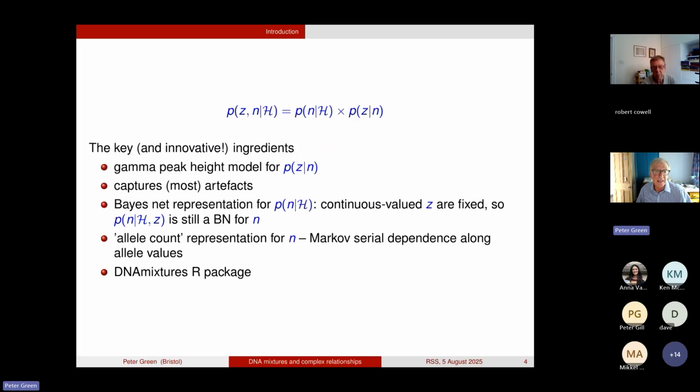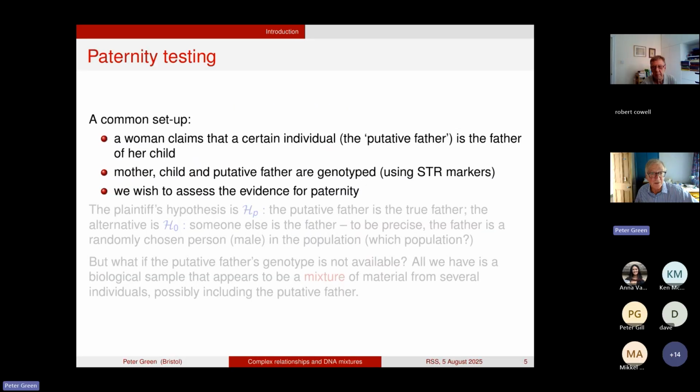They've got a clever allele count representation, which allows exploiting the Markov serial dependence along the allele values, as Robert's described. And there's this package that Robert's already alluded to called DNA mixtures. And I believe Therese is present today. So thank you, Therese, for that.